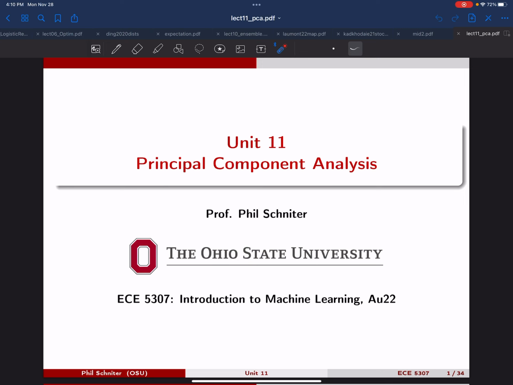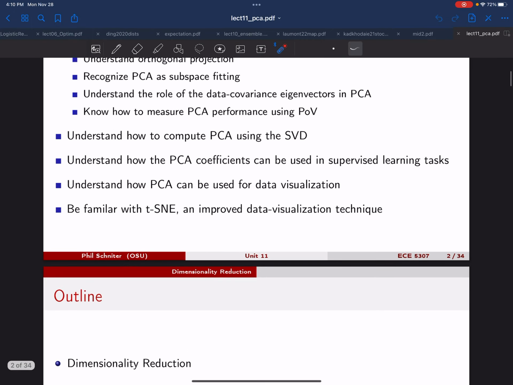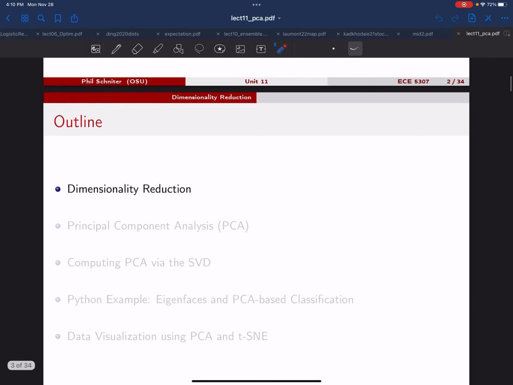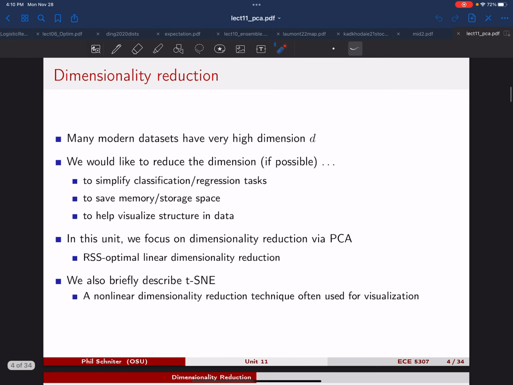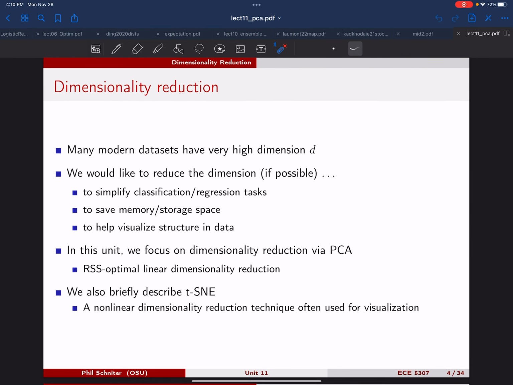So we're going to start a new unit today on principal component analysis. Let me talk a little bit about the motivation of principal component analysis, which is dimensionality reduction. The idea here is that many modern data sets have a high dimensionality. D, that's the number of features, is large. And we'd like to reduce that dimension if possible for various reasons.